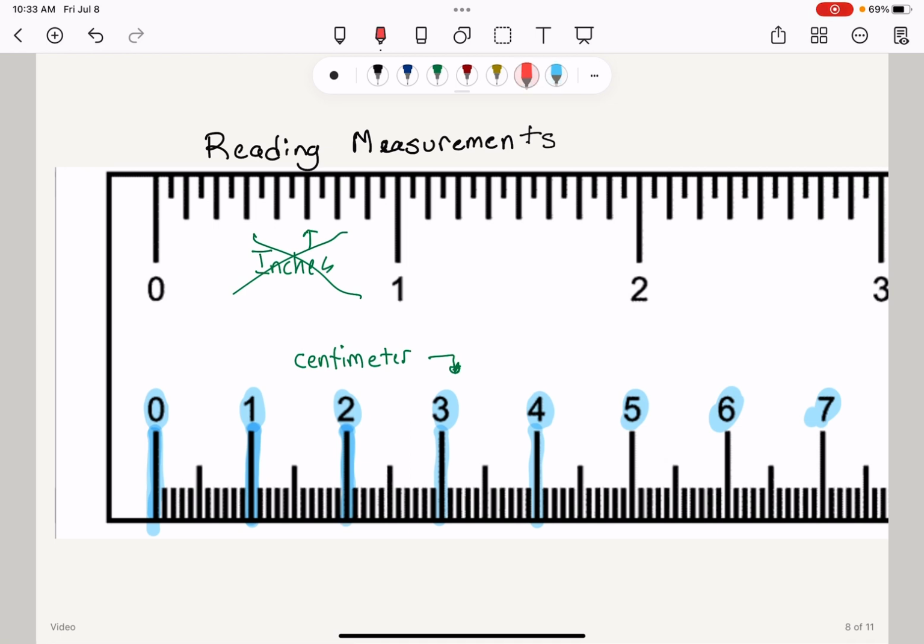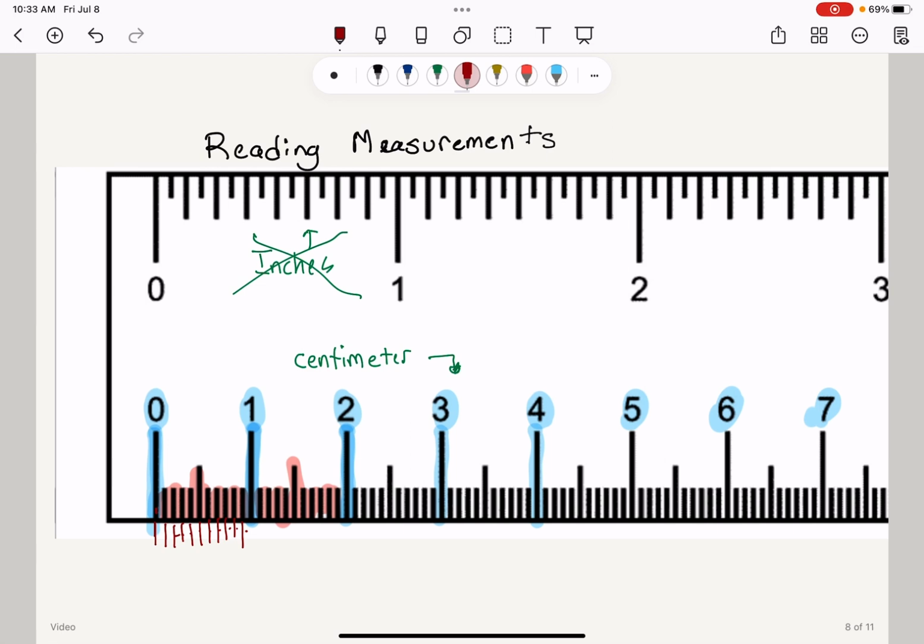Then I need to identify what each one of the ticks in between the 1 and the 2 represents. Because they're not labeled, the way to do that is to count them. So let's count the number of ticks. We'll start here on the 0, and we're going to count till we get to 1. There's 1, 2, 3, 4, 5, 6, 7, 8, 9, 10. We have 10 marks in between there.